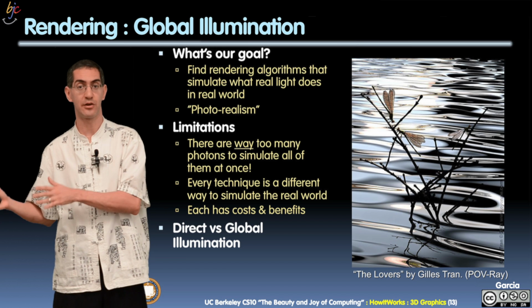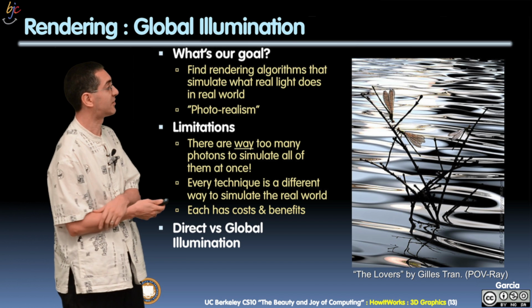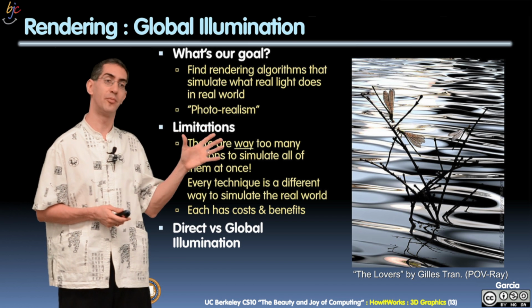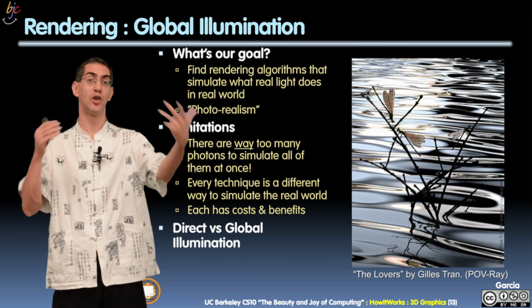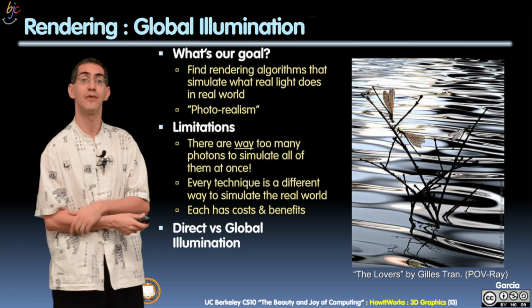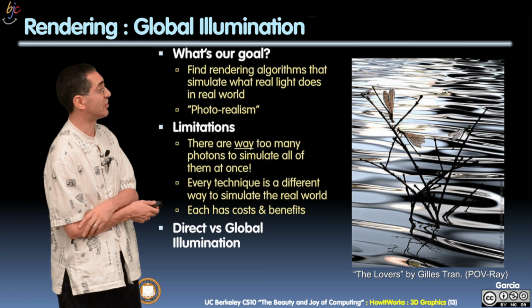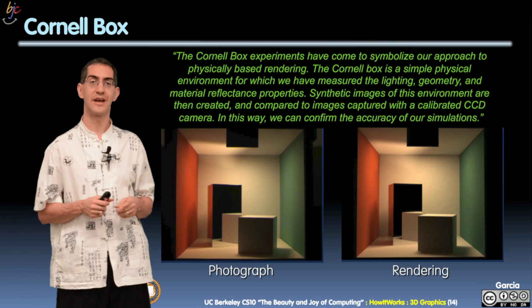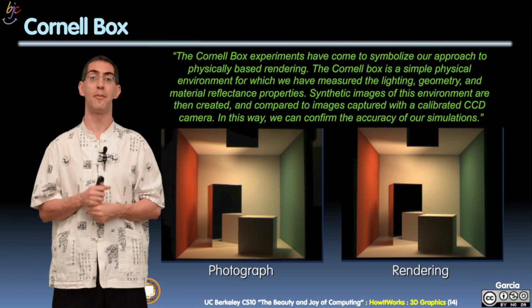If you don't use global illumination, you'll see the results. And those are called direct illumination. If you use a non-global illumination renderer, it's called direct illumination and it's not as good. Let's look at a picture. One of the ways you measure not as good is something called the Cornell box.